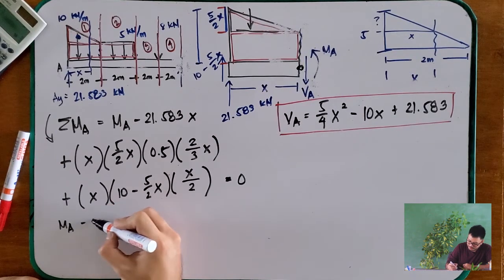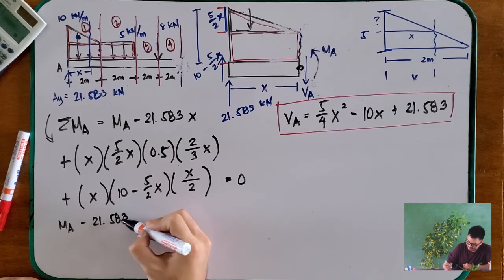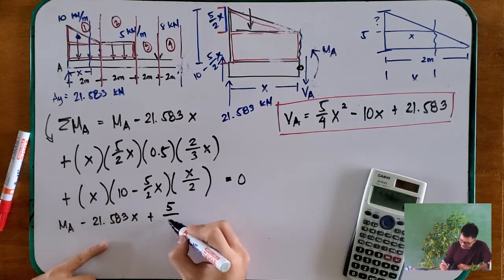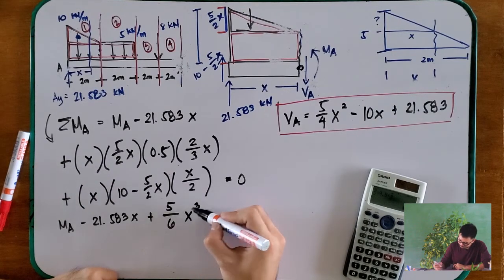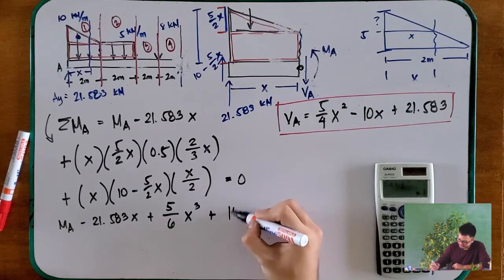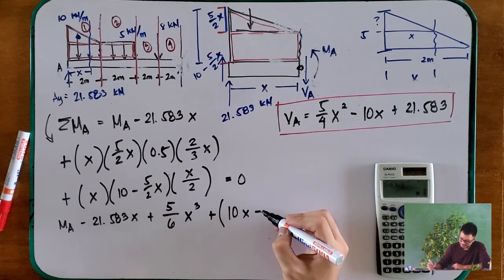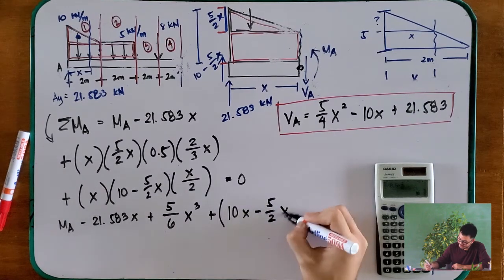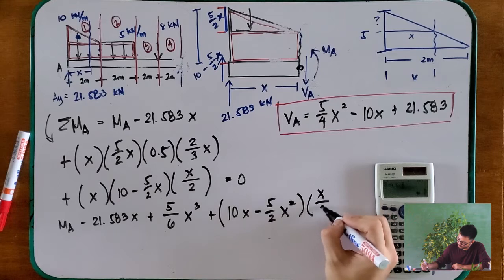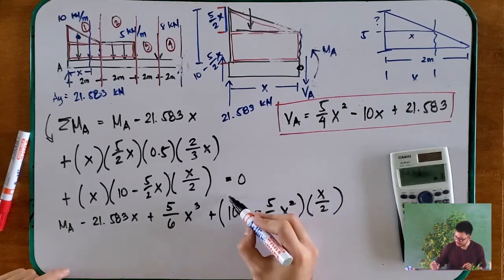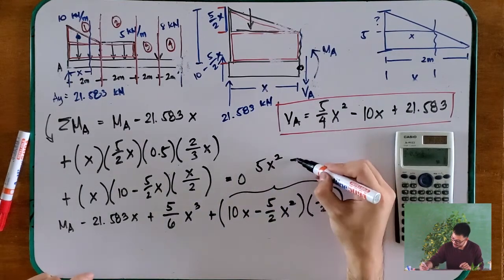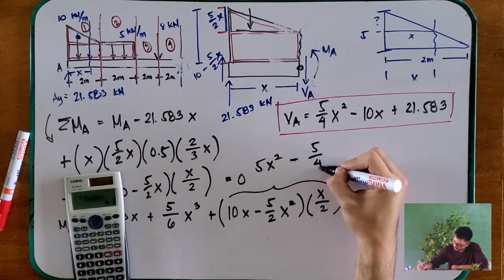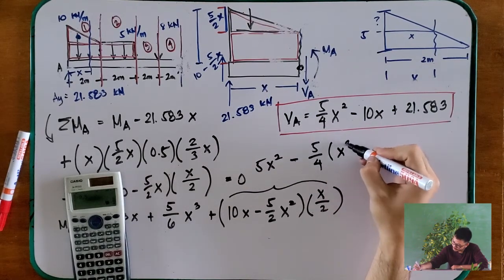So, simplify again. That is MA minus 21.583X plus 5 over 6. So, ako rin nag-calculate ha? Kaning tulo. 5 over 6 X cube. Sakto? Plus 10X minus 5 over 2 X squared times X over 2. And this one can be simplified further as 5X squared minus 5 over 4 times X cube.